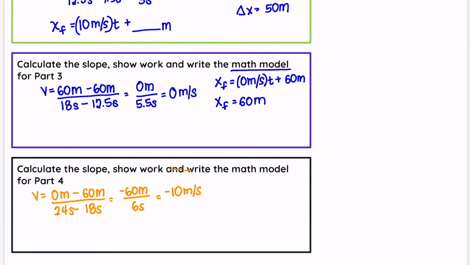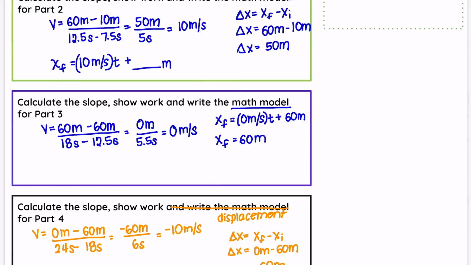And like number 2, we're not going to write down the mathematical model, but we'll write down the displacement for part 4. And we're just going to look at where it started and where it ended. So it ended minus where it started, and it ended at 0 meters minus 60 meters is going to give us negative 60 meters.